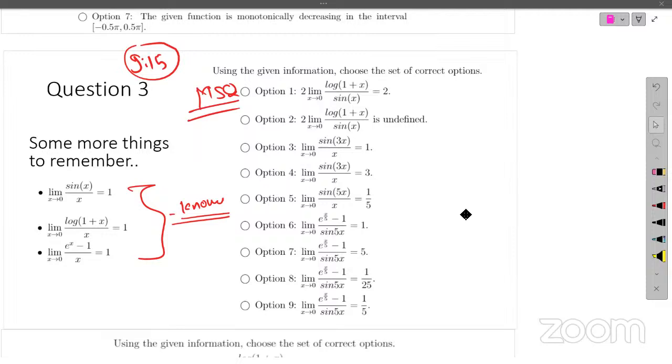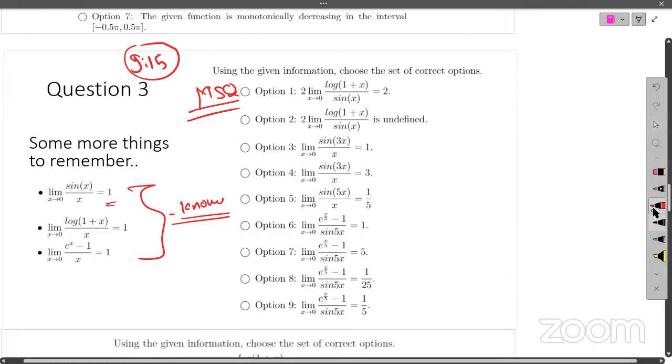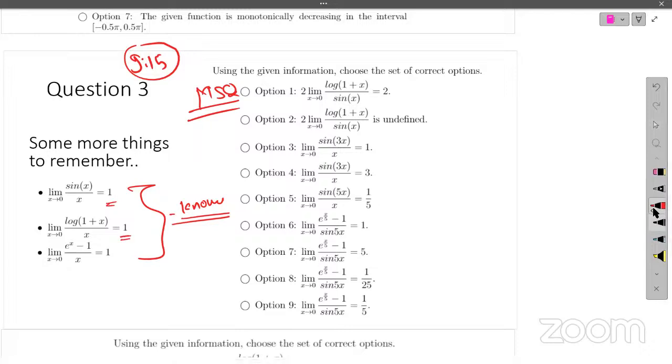Okay, so let's try to solve it. What you have to do is decompose your limits into some of the known limits. Here the limits known to us are: limit x going to 0 of sin x upon x is equal to 1; limit x going to 0 of log of 1 plus x upon x is equal to 1; and limit x going to 0 of e to the power x minus 1 upon x is equal to 1. Now we will use these three limits to compute the other limits.